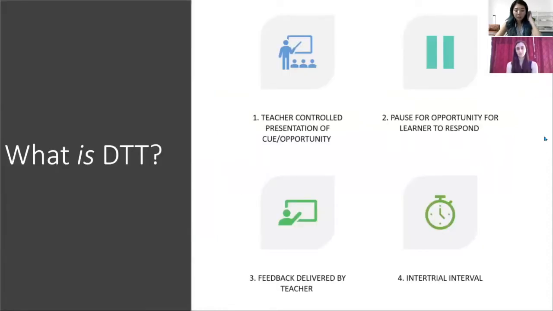So when we were conceptualizing what DTT is, we broke it down to 4 critical attributes. The first one is the presentation of a cue by the teacher. Our second one is the opportunity to respond. The learner may respond or they also may not respond. The third critical feature is feedback that's delivered by the teacher. And this could be in the form of corrective feedback or praise. And the last critical feature is the inter-trial interval, which is the time in between trials.